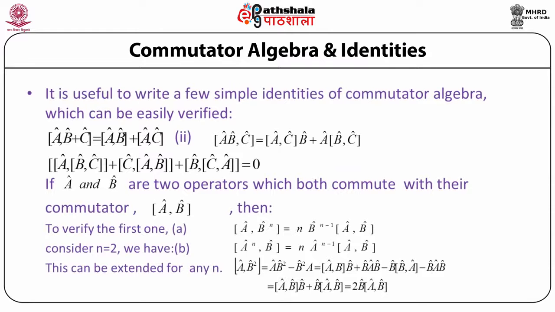Commutator algebra and identities. It is useful to write a few simple identities of what will happen when we differentiate the product of two operators, operator F and operator G, with respect to a variable t, which are easily verified. The first such identity in commutator algebra is d by dt of the product of operator F and operator G is equal to d operator F by dt times operator G plus operator F times d operator G by dt.